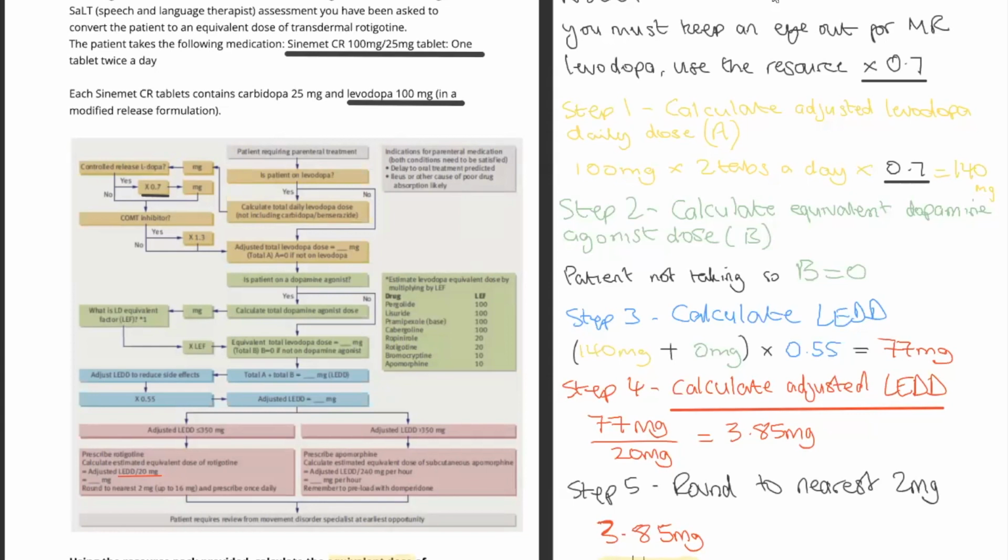Last but not least, the most important step is we need to calculate the equivalent dose of Rotigotine patches in milligrams per 24 hours to the nearest 2 milligrams. Now we need to give our answer to 2 milligrams. So 3.85 becomes 4. Our answer 4 is correct because it's in milligrams and it's to the nearest 2 milligrams.